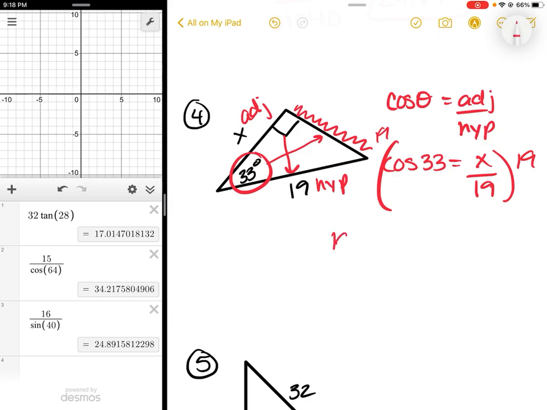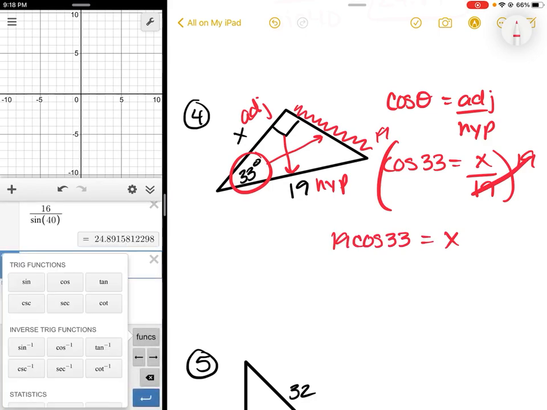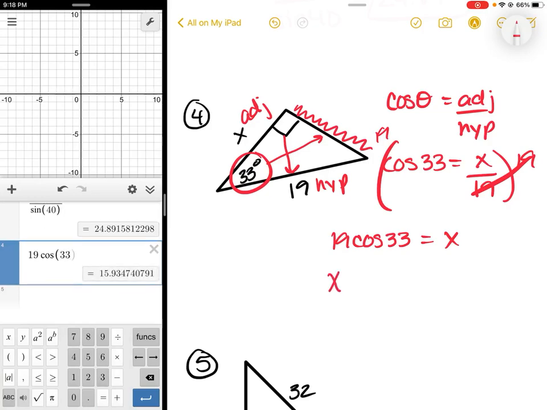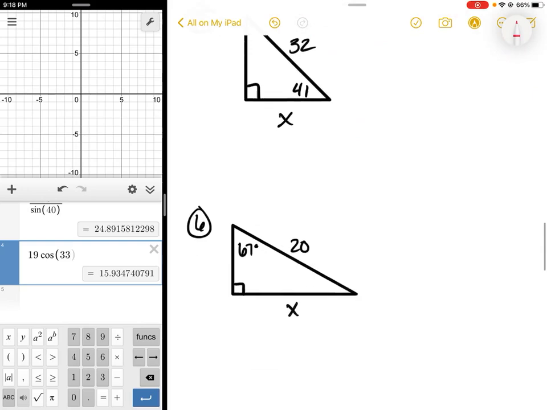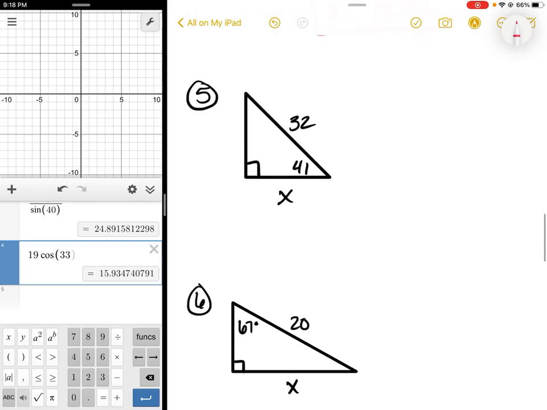Multiply by that denominator. So now I have 19 cosine of 33 is equal to x. X is by itself. Come over here. 19 cosine of 33. So x equals 15.93. Okay? All right. We're going on. I forgot how many I put down here. All right, so practice makes perfect.